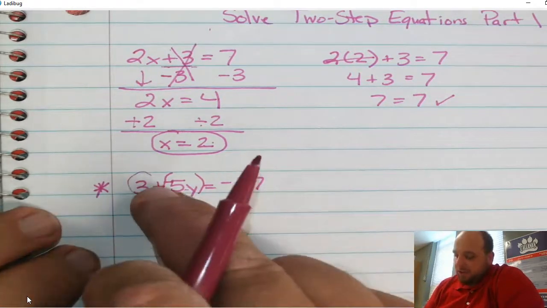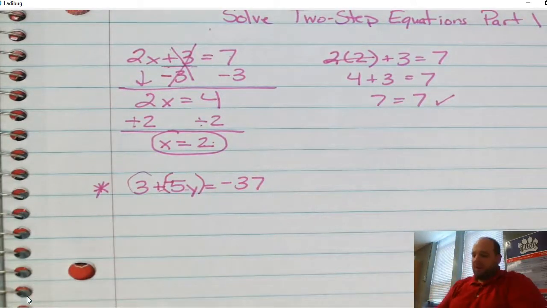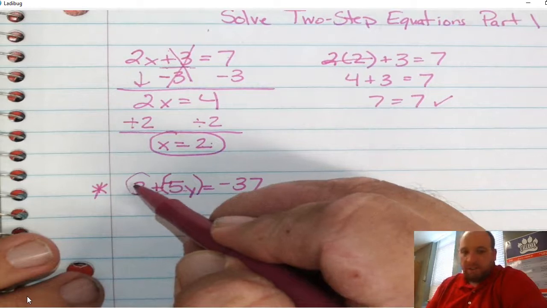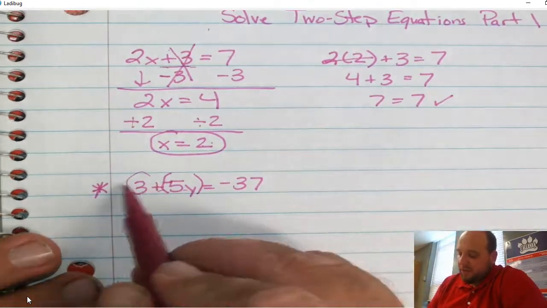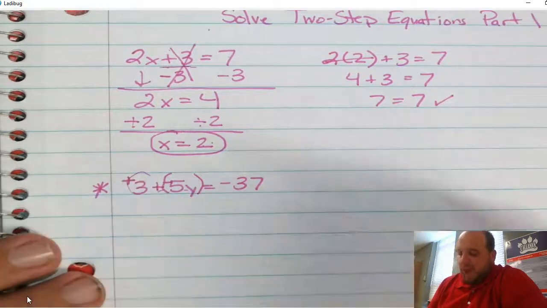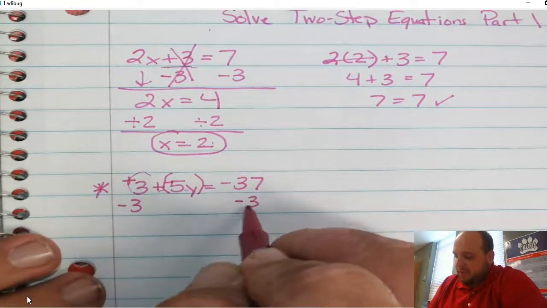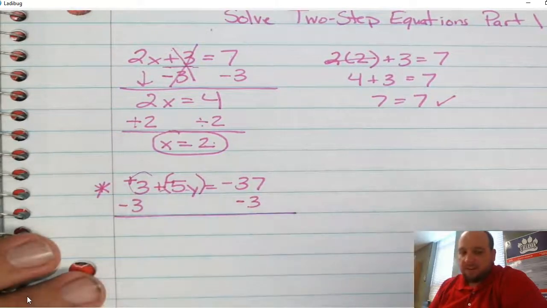And I do not look at this sign for what I'm doing. I actually have to look in front of this 3. So in front of this 3, there is no sign, which means that it's a positive. So what's the opposite of a positive 3? A negative 3. So I'm going to put a minus 3 here, and I'm going to put a minus 3 on the other side of that balance of that equal sign.